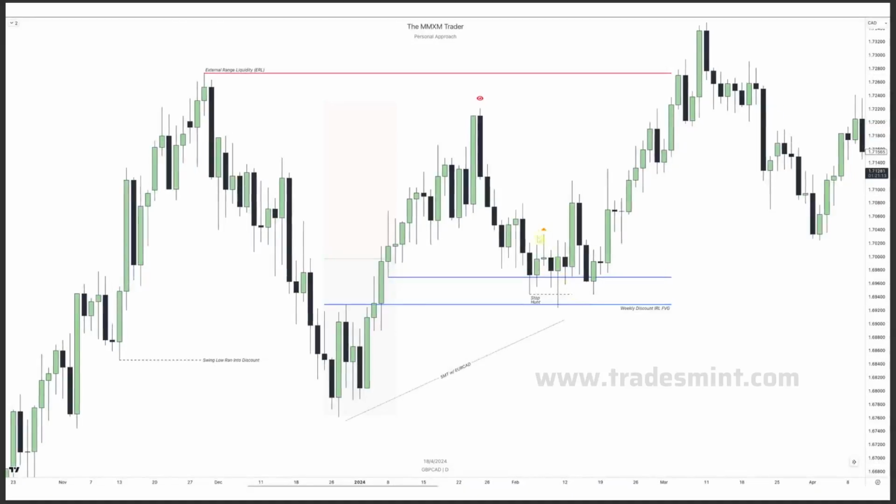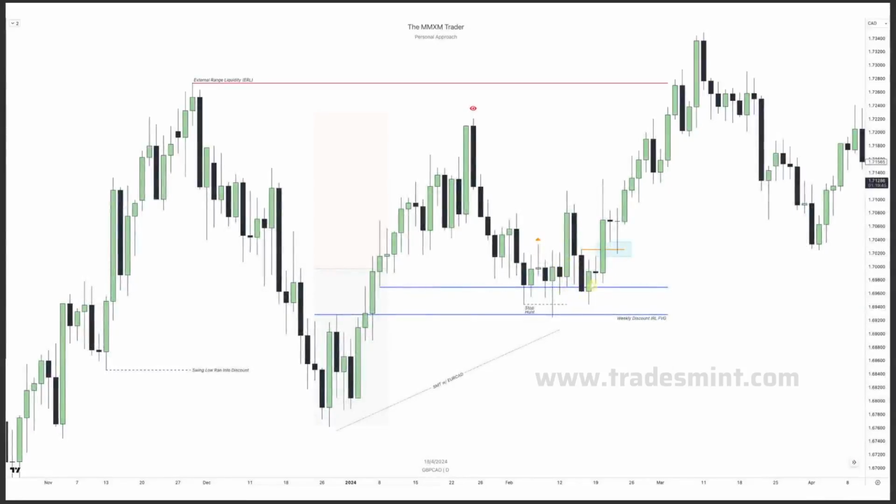Break of structure happens over here after that stop hunt. And again, the SMT is key here, right? We want to have that with us. Now price starts to trade up higher again, and we've got a fair value gap formed, high probability fair value gap with an order block here. And then price taps that fair value gap and continues its path up into external range liquidity.